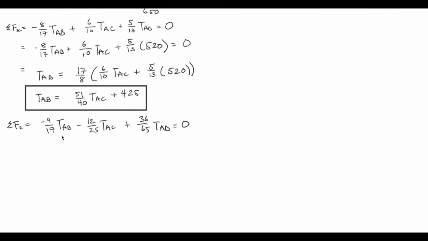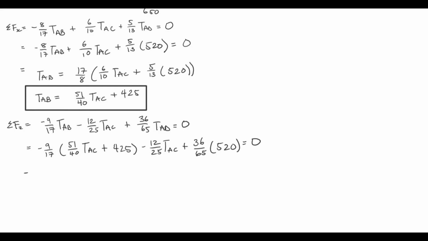So now taking the expression that we saw previously, we can plug in tension AB into this equation, and this will give you tension AC is equal to 54.55 newtons.